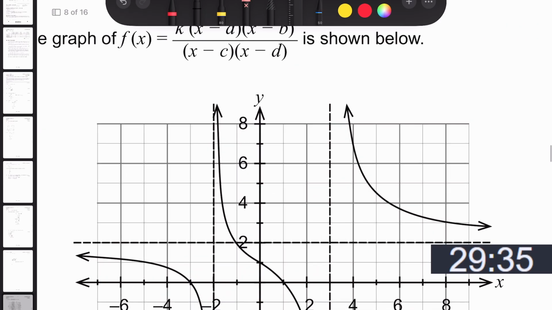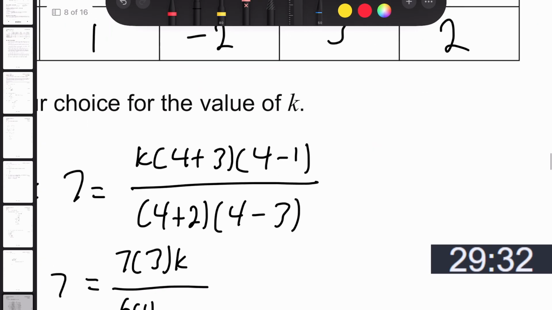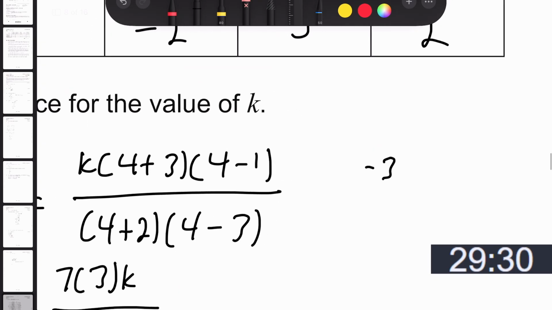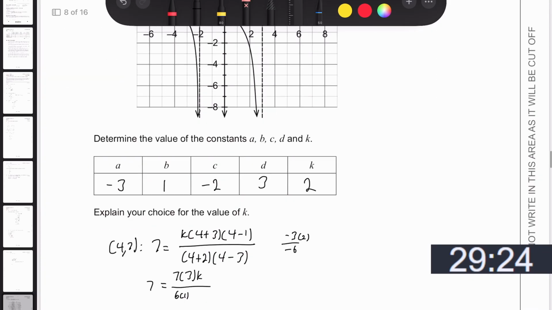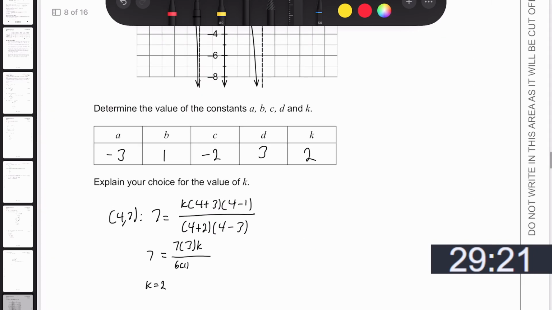Does that work for the rest? Let's say 0. If I get 0, it will be negative 3 on negative 6, 2, negative 6. Yep. Okay, that's all good. Nice. Let's go on.